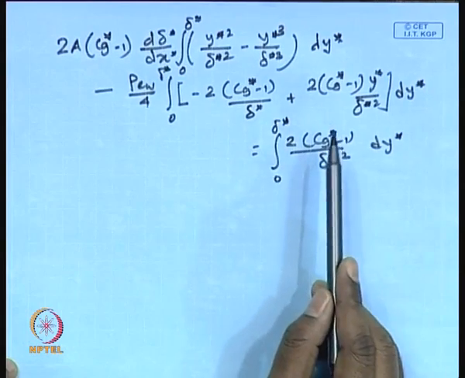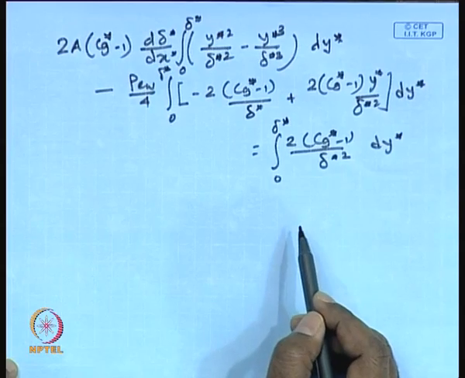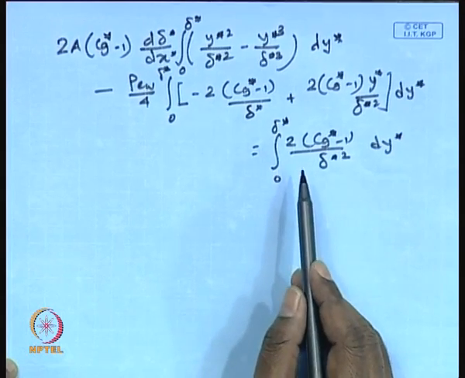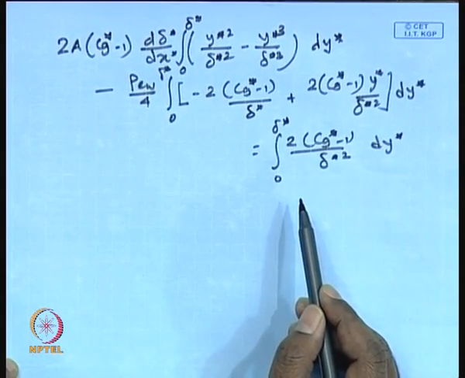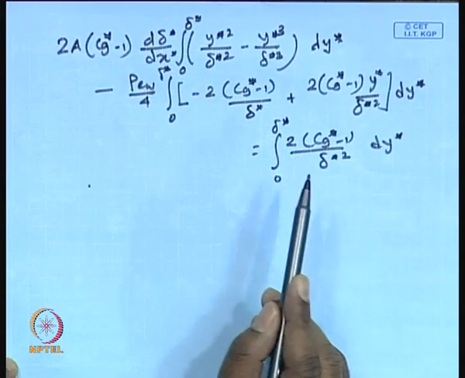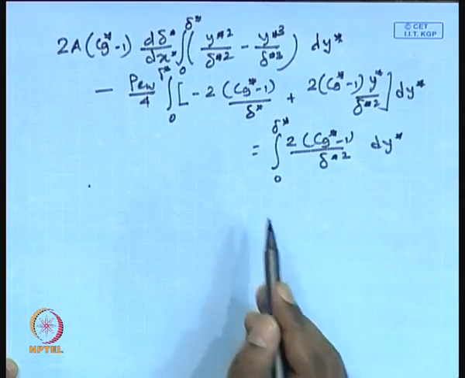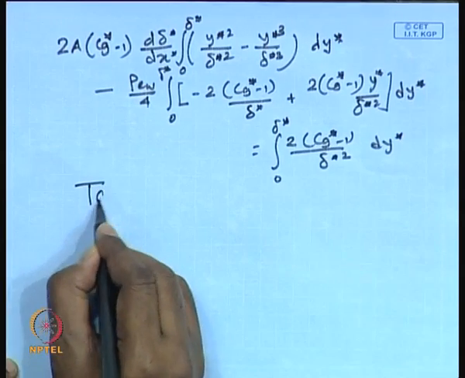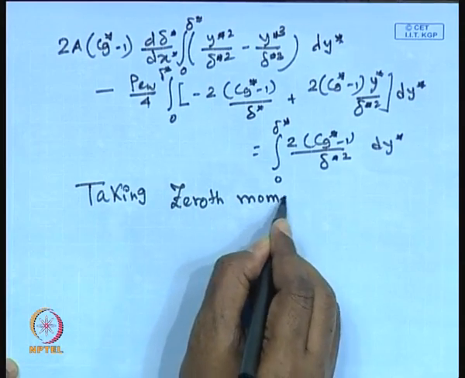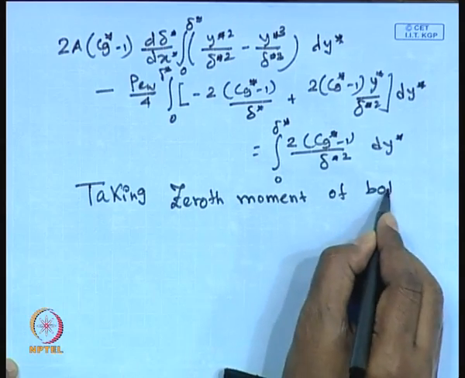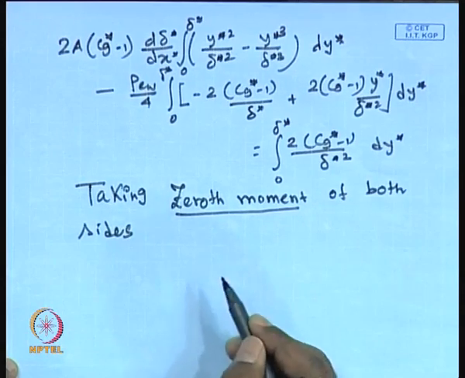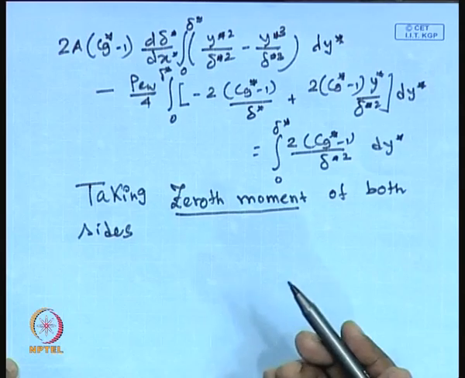Now, multiplying both sides by dy star means you are multiplying both sides by y star to the power 0 into dy star. This is also known as taking the 0th moment. This is also equivalent to the above exercise, that means multiplying both sides by dy star and integrating across the boundary layer thickness is equivalent to taking the 0th moment of both sides. Or you can always take the first moment on both the sides.